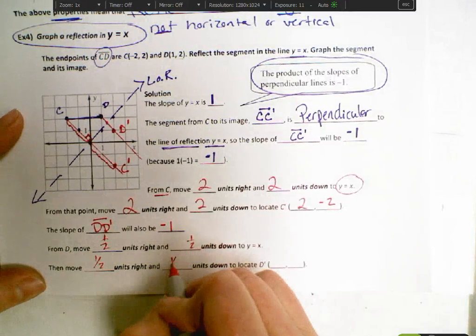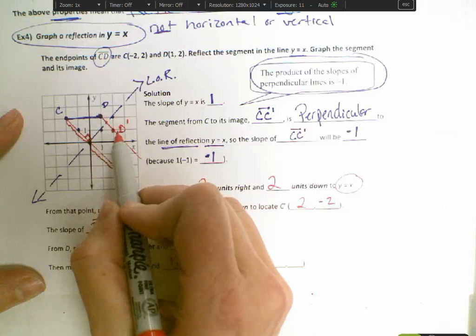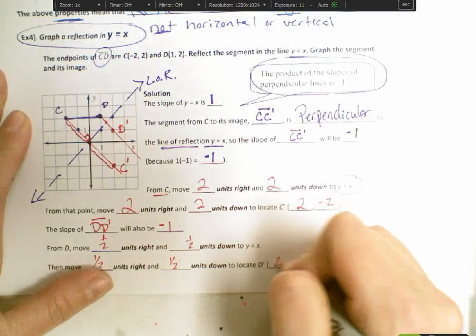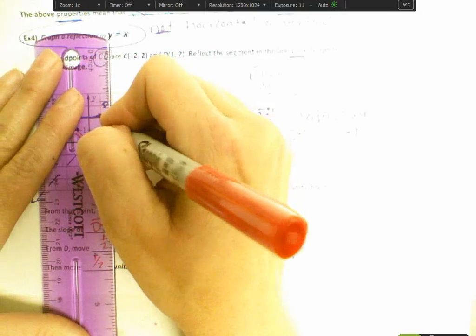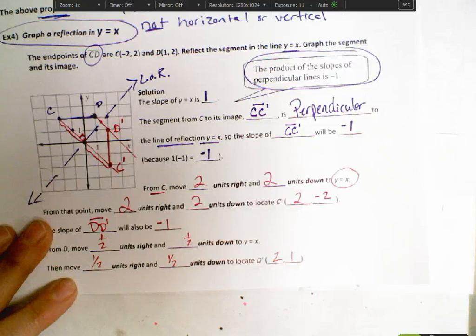So I do the same process to get to the line of reflection and then pass the line of reflection to get to my prime. So I get D prime located at (2, 1). Well, when I connect C prime and D prime, I end up with an image that looks like that.